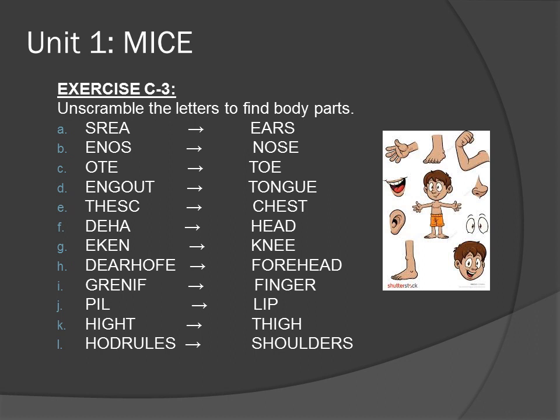Then, second one, E-N-O-S. After rearranging, it becomes nose. Next, O-T-E. It becomes the body part toe. Part D, E-N-G-O-U-T. Tongue. T-H-E-S-C. Chest.